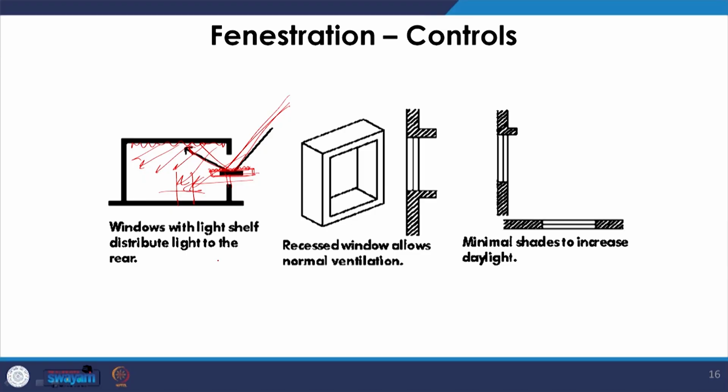In addition to that, we also have windows which are recessed. So, there is shading all around. So, there is a box type of shading, and it helps to cut down on direct solar radiation. We can also have minimal shades, they also help in controlling the rains and at the same time in shading. So, depending upon the orientation and the sun path diagram, these shading devices can be designed.